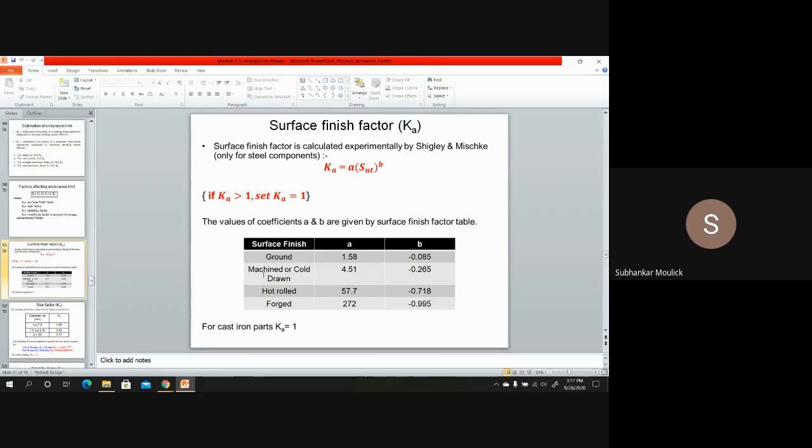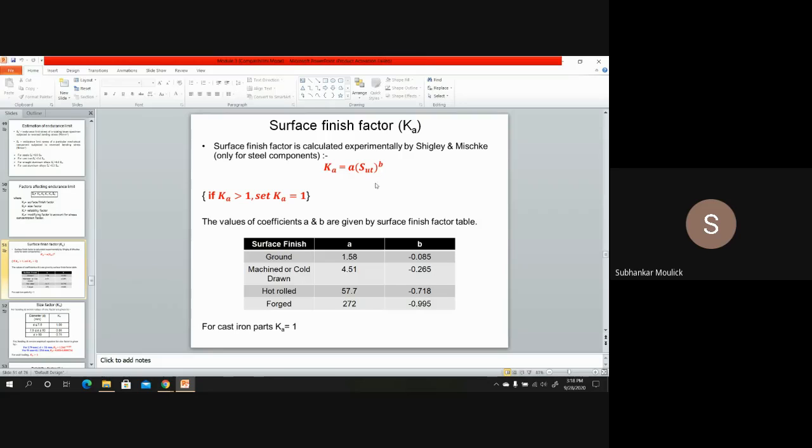You can finish the surface of any component in these four ways: by the ground method, by the machined or cold drawn method, by the hot rolled method, and by the forged method. If the surface condition is ground, the value of A is 1.58 and the value of B is minus 0.085. If the surface finish condition is machined or cold drawn, the value of A is 4.51 and the value of B is minus 0.265.